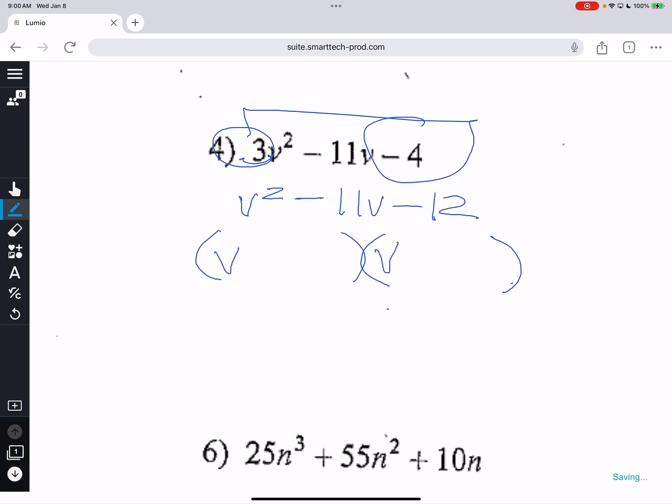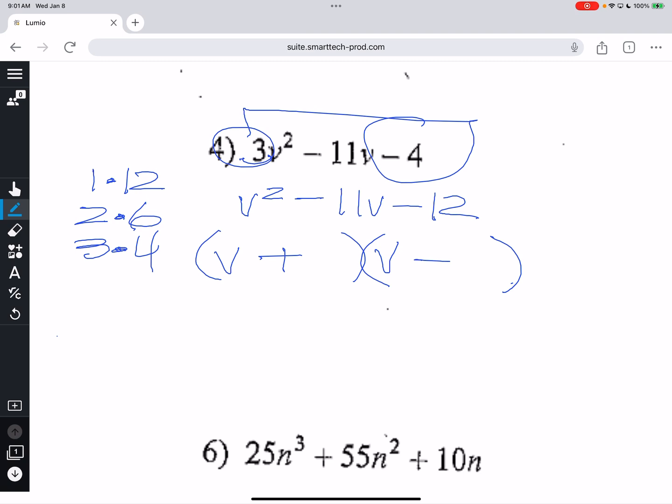We know we need opposite signs to get to -12. So we're going to have a plus and a minus, which means we're going to subtract to get what? 11. So let's list our factors of 12. We're going to have 1 times 12, 2 times 6, 3 times 4, and then we're back to 4 times 3. So we leave it.